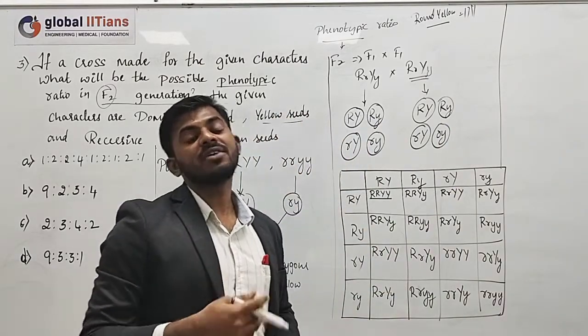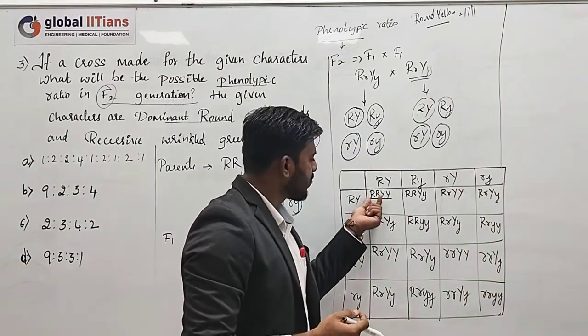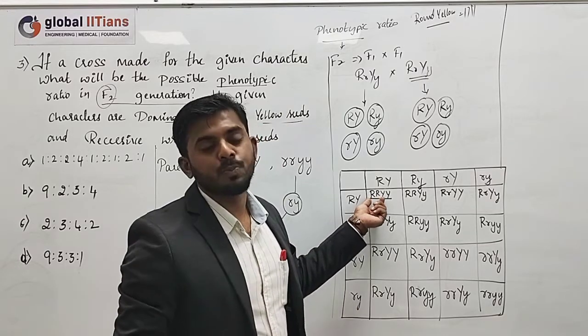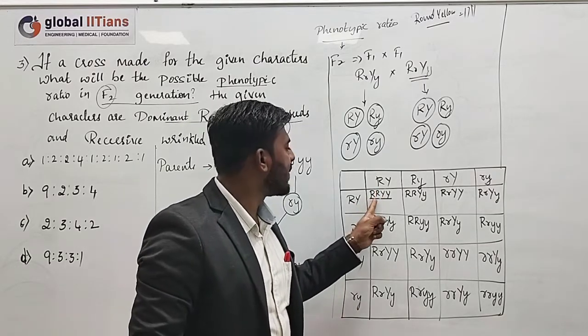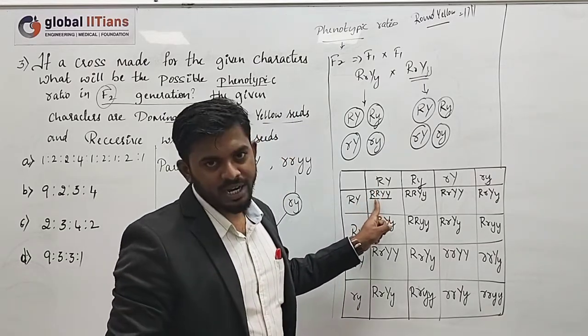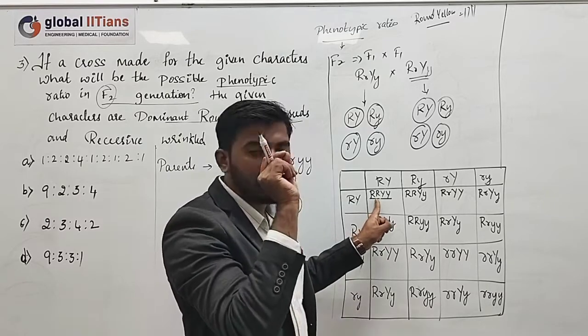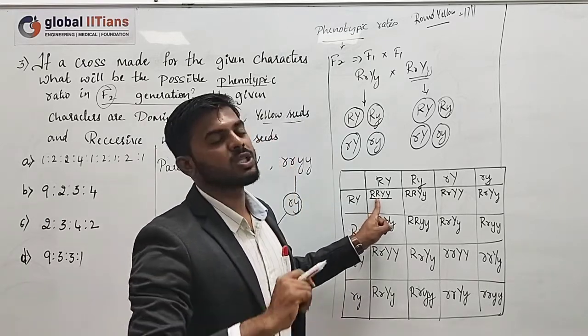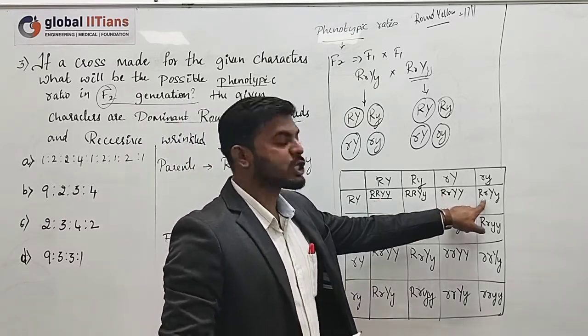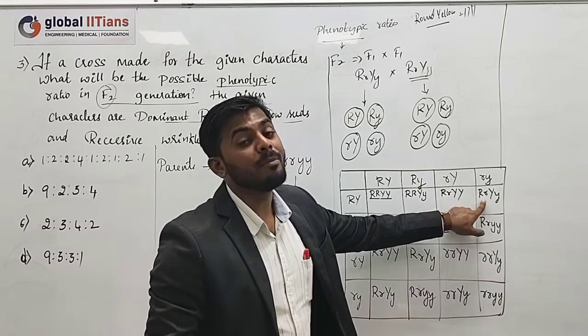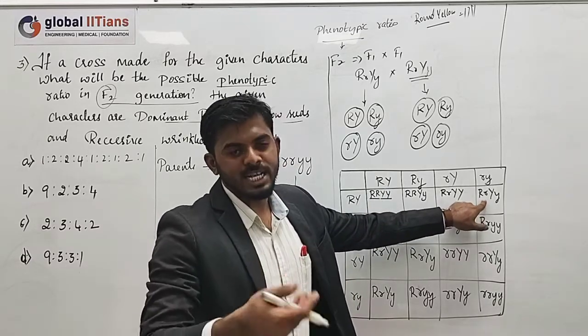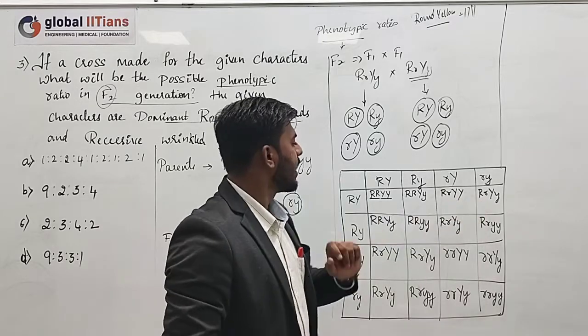How are we identifying it? Very easy. The dominant one is expressing. The capital letter represents the dominating character. So if a capital letter is present, we can say the expressing character is the dominant one. That is expressing, and that's going to be the phenotype. Okay, fine.